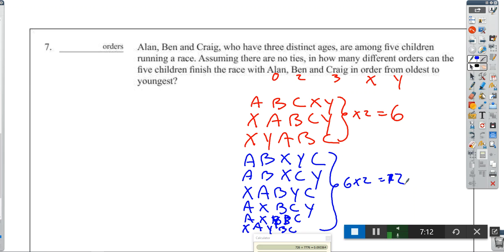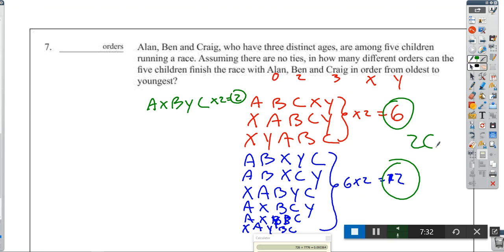Now, the third way that I can do this is that none of them finished next to each other. So that would give me A, X, B, Y, C. And obviously that's the only way I can do it unless I flip-flop those. So that would be times 2, which is 2. 2 plus 6 plus 12 is 20.